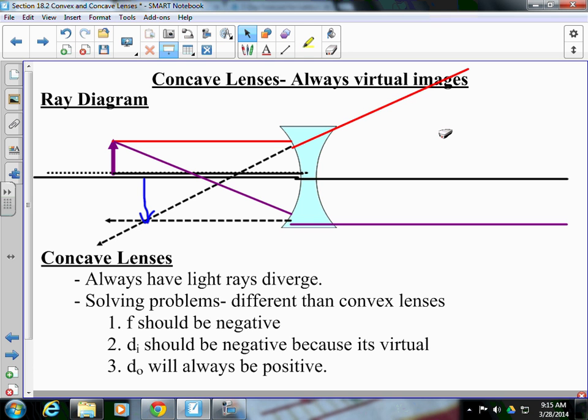So for a concave lens, a couple refreshers. The light rays are always diverging. f should be given as negative because the focal length is on the front side of the lens. di will always be negative because the image is always virtual. And do will always be positive because it's still on the front side of the lens. So a couple pieces of information to help apply when you're dealing with concave lenses when you are doing problems.